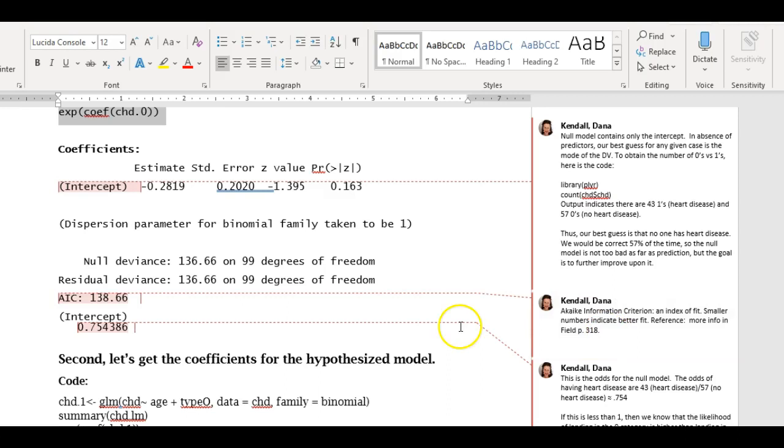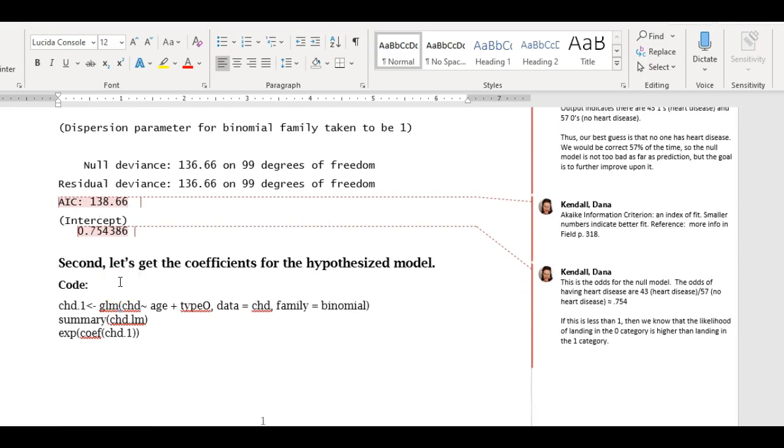So this is one of those things that you may want to report: the AIC for the null model and then for all your proposed models, if your reviewer asks you to. But that's not something I would do by default necessarily. Well, maybe you can throw it in. But much more important would be the chi-square difference test, which we'll get into.